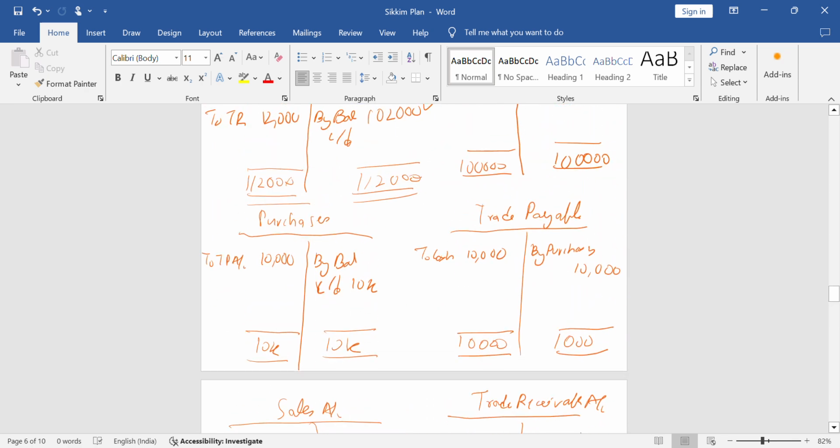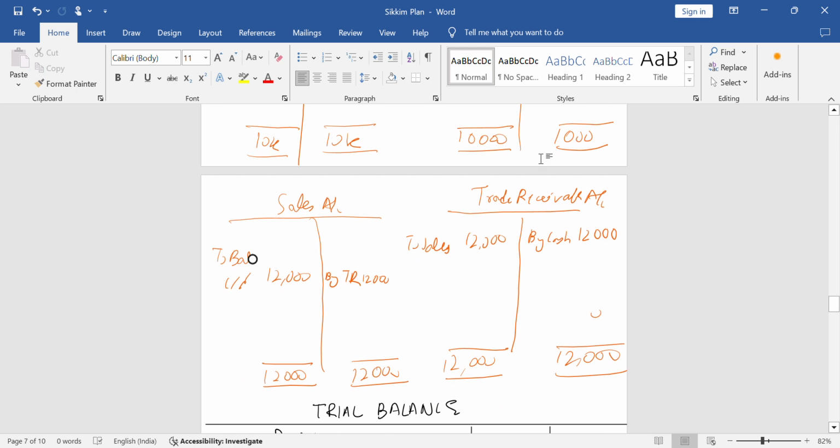Trade payable account. In trade payable account, you have to look at it very carefully. We have purchases rupees 10,000. Again, we made cash payment of rupees 10,000. So the account is balanced. We didn't use to balance carried down or by balance carried down. So this account will not be posted in trial balance.